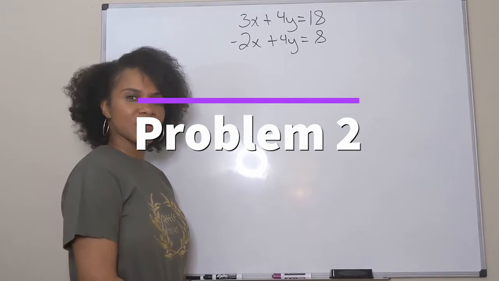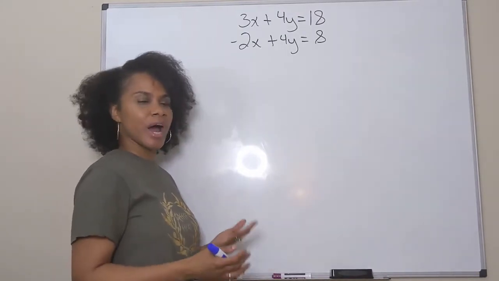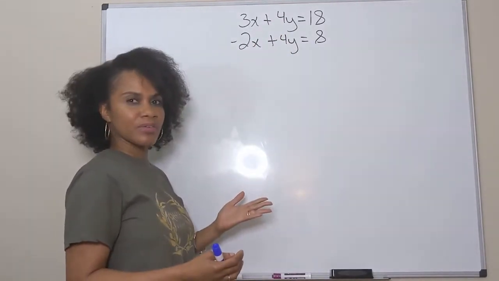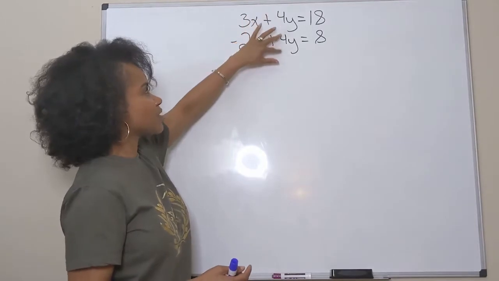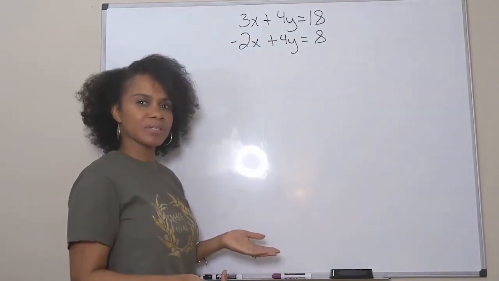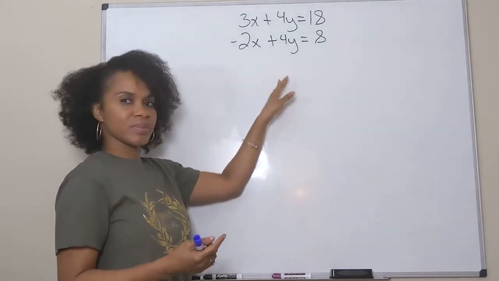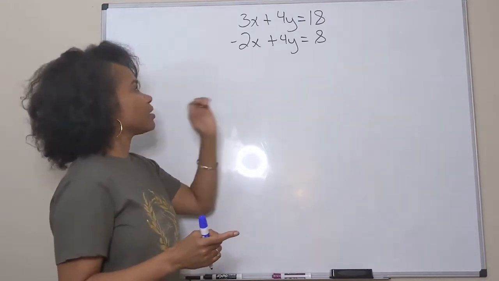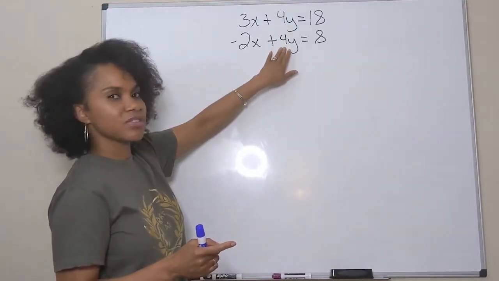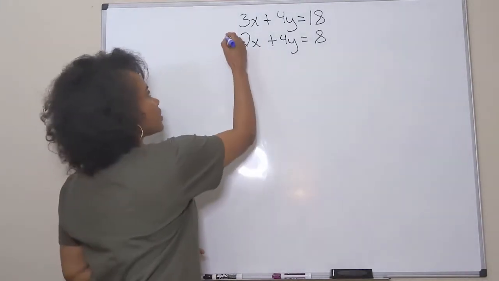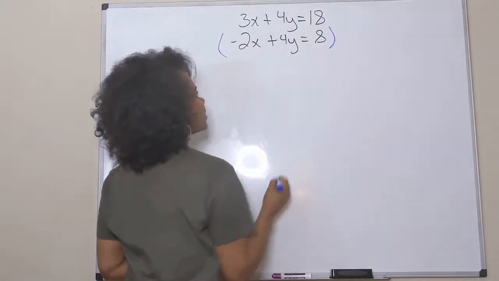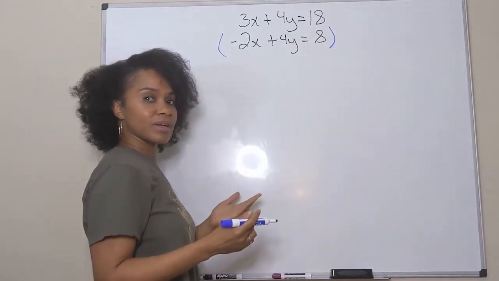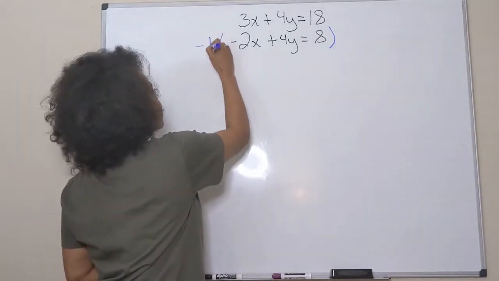All right, so let's try another problem. Again, we want to look for opposite coefficients. In this problem, we notice we don't have any opposite coefficients, but we do have two of the same coefficients, so we can make them opposites by multiplying one of these equations by negative 1. Right here I have a positive 4y and another positive 4y. I'm going to take this second equation, and again, it does not matter which equation you pick, as long as you multiply one of them by negative 1 so that you get opposite coefficients.